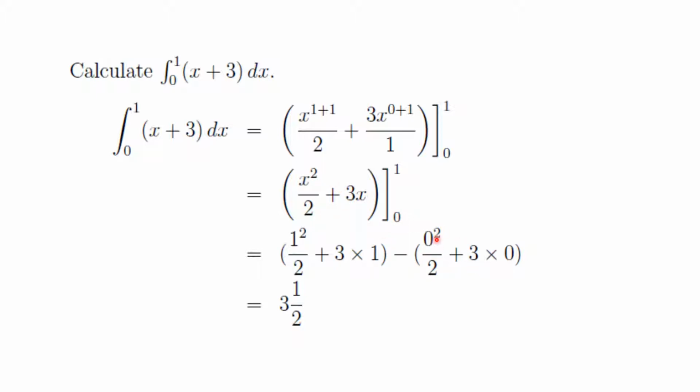So obviously this resultant is 0. So your answer will reduce to 3.5 unit square. If it's area, we call it unit square. If the question just requires you to calculate, then you just leave it as the value 3.5.